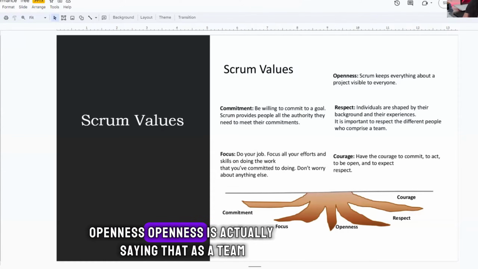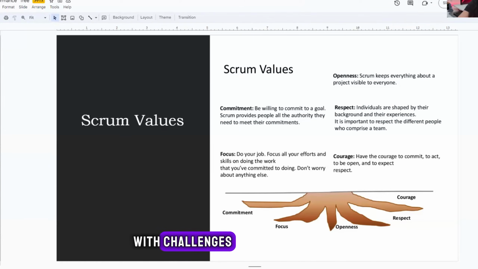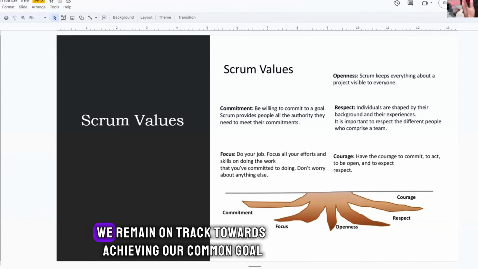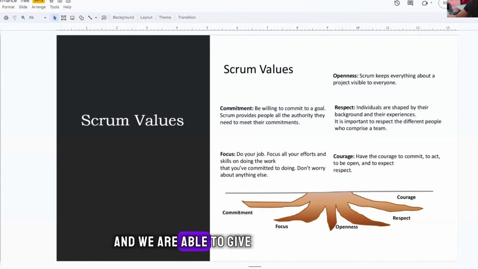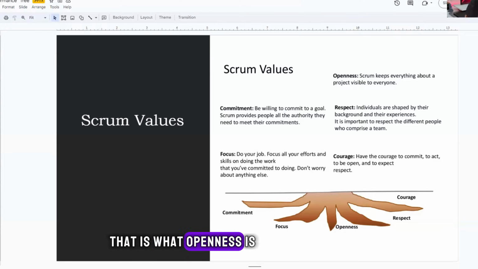Openness. Openness is saying that as a team, we will be transparent with information, with challenges, with successes, with tools and techniques, so that with all this level of transparency, we remain on track towards achieving our common goal, and we are able to give support to each other as needed. That is what openness is.